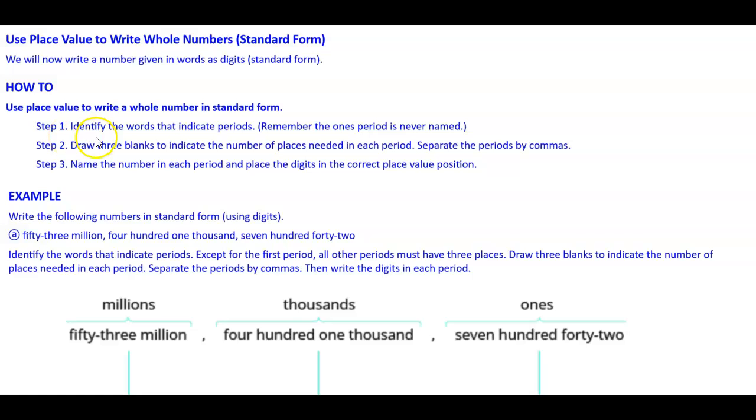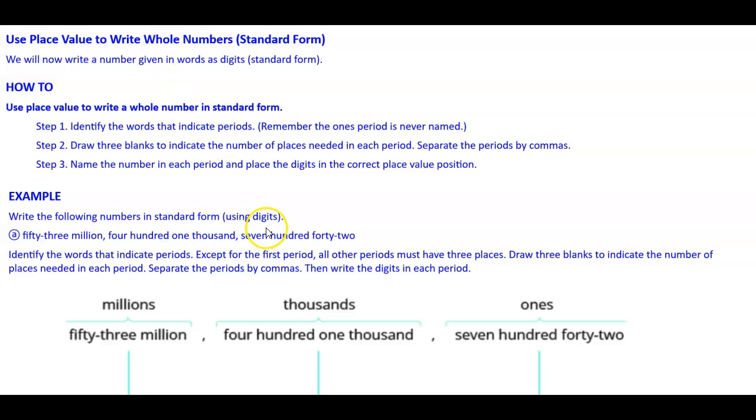Step one is that you want to identify the words that indicate the periods. And remember that the ones period is never named. Step two, draw three blanks to indicate the number of places needed in each period. Separate the periods by commas. Step three, we're going to name the number in each period and place the digits in the correct place value position. So for example, we want to be able to write the following numbers in standard form.